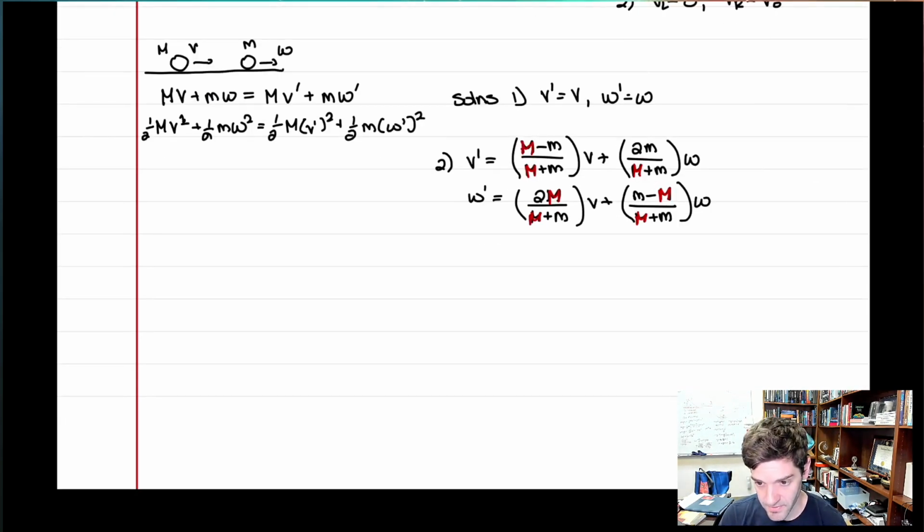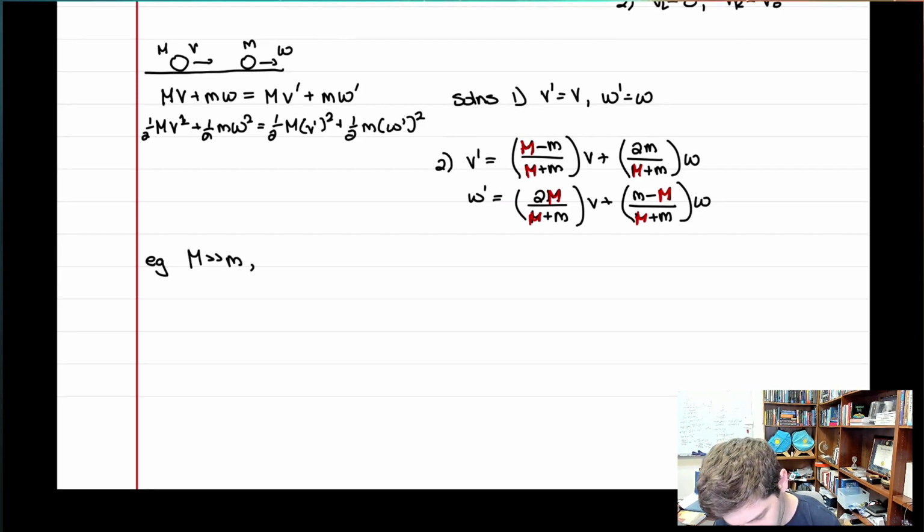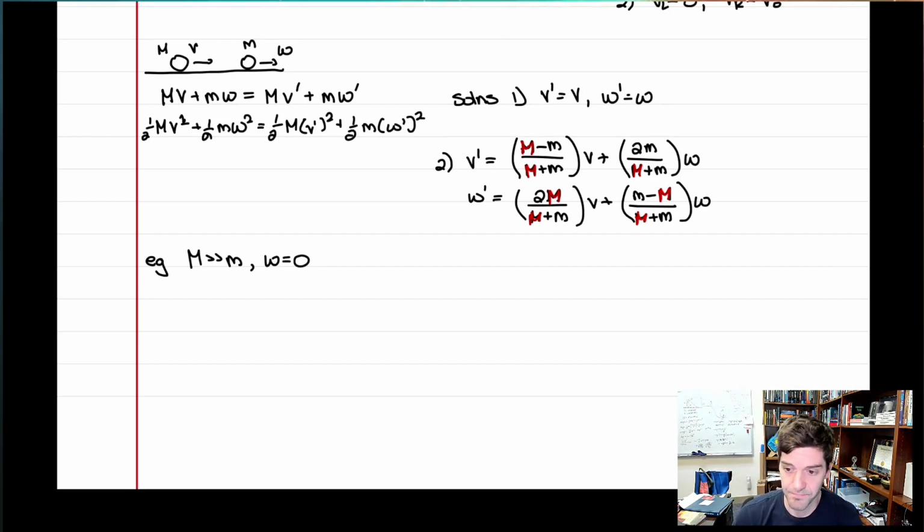So let me do two extreme examples just to make sure this jives with our intuition. Let big M be much, much greater than little m, and also have little m's initial velocity be 0. This might be the case where I throw a bowling ball at a marble, and the marble is just sitting there stationary. What then is happening after the collision occurs?